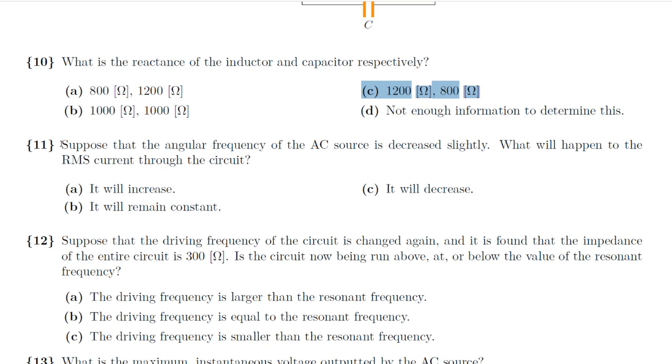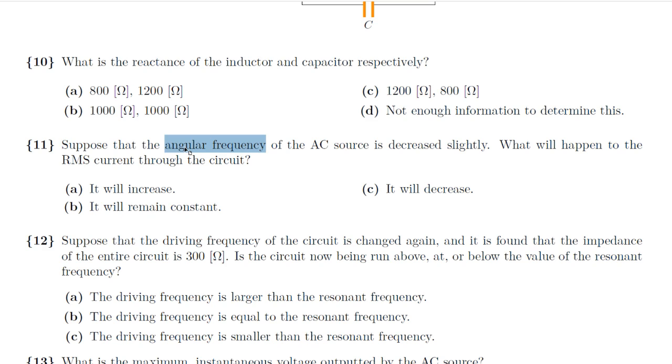For 11, we're going to suppose that the angular frequency of the AC source is decreased slightly. Now, when I say angular frequency, that's omega. However, you'll notice that the angular frequency goes with the regular frequency f that you use. The angular frequency is equal to 2 pi times f. In other words, as long as you're just discussing whether the frequency increases or decreases, the angular frequency goes exactly the same way.